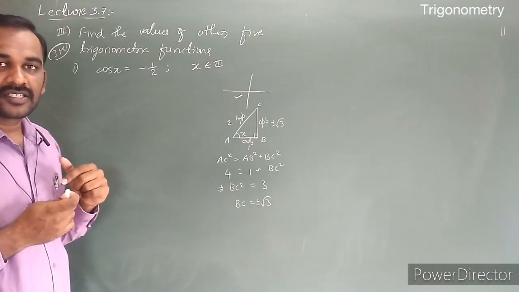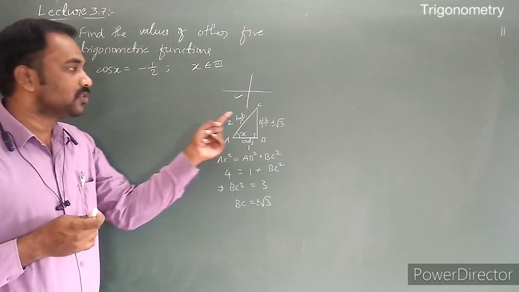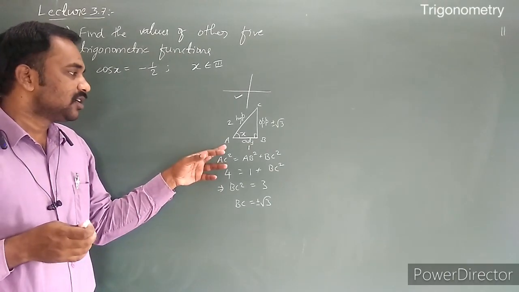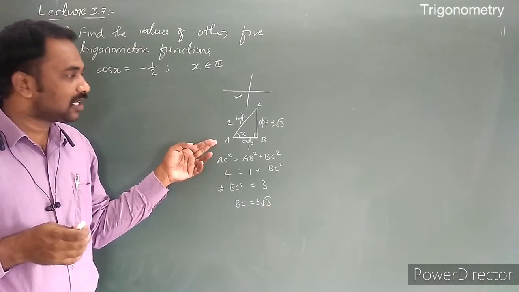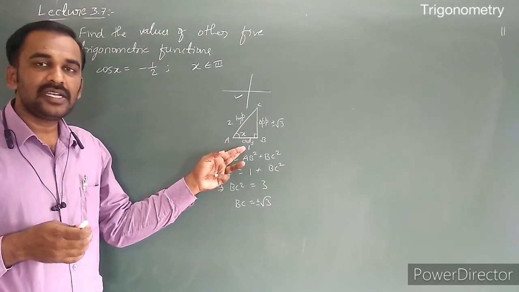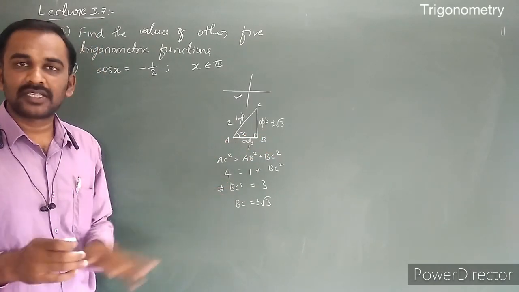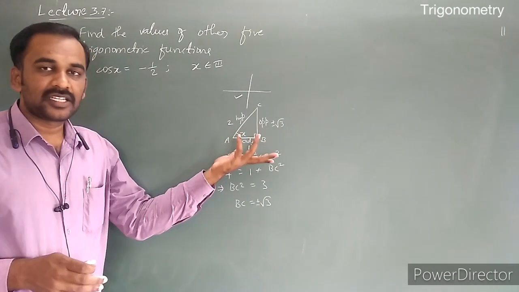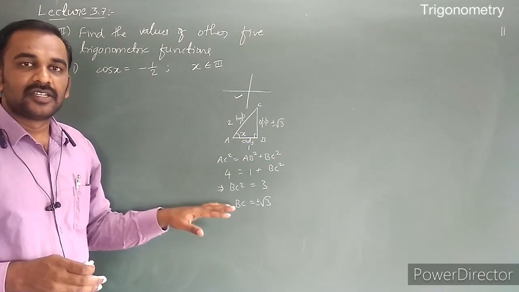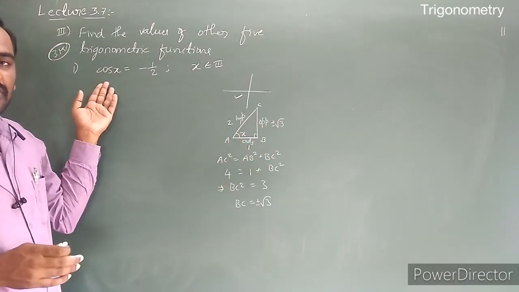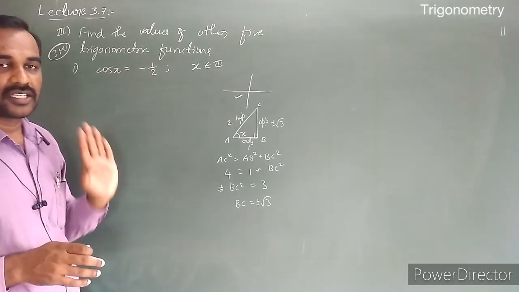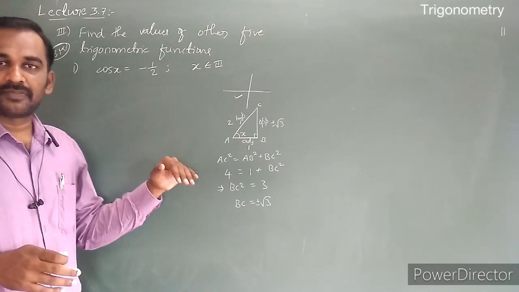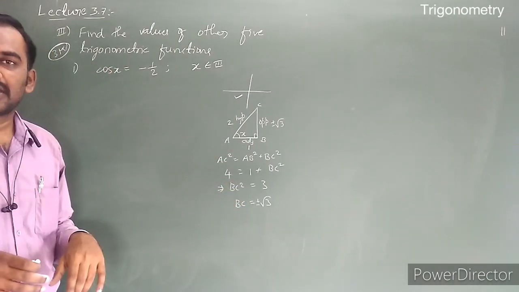How? What is sin x? What is the definition of sin x? Opposite divided by hypotenuse, so root 3 divided by 2. That's all. Next, tan. Tan is nothing but sin by cos, or opposite divided by adjacent. Root 3 divided by 1. That's all. Cot. Cot is nothing but the reciprocal of tan. Take the reciprocal value of tan. Next, sec. Sec is nothing but the reciprocal of cos. Next, cosec. Cosec is nothing but the reciprocal of sine. We already found the sine value.